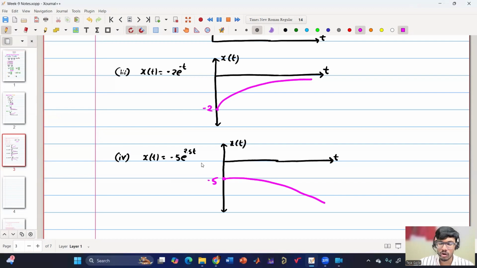So in this way, we can draw the dynamics of first order by solving for it, and then we can draw its waveform as a function of t. Is this clear?